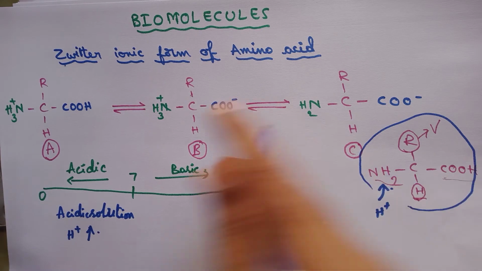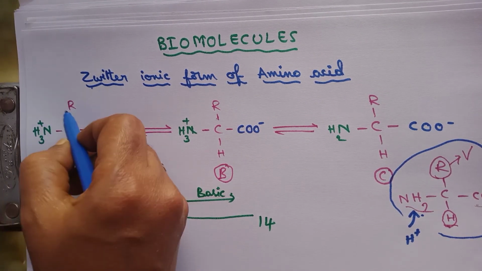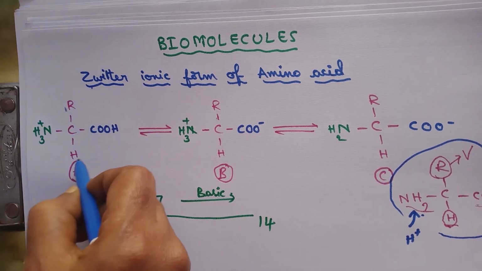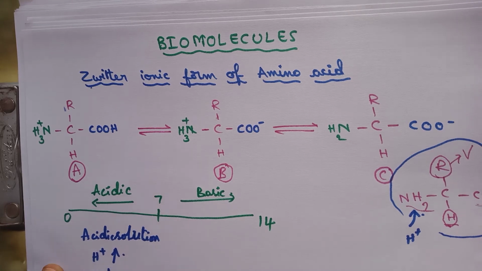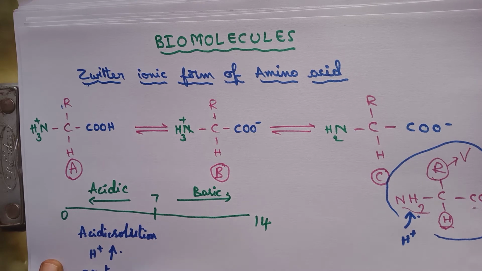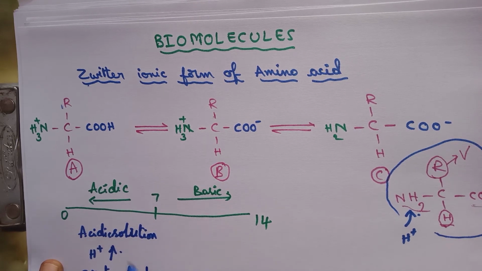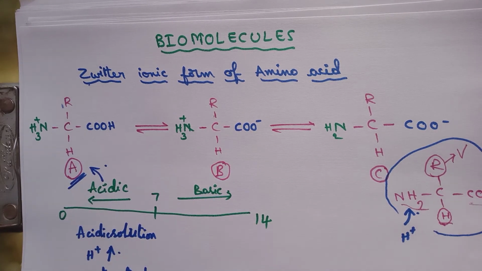So the structure of the amino acid will now have NH3 plus and COOH. This is anyway the variable group, and this is hydrogen. So when the amino acid is present in acidic medium, it becomes protonated. This A form of amino acid is formed when the amino acid is present in acidic medium.